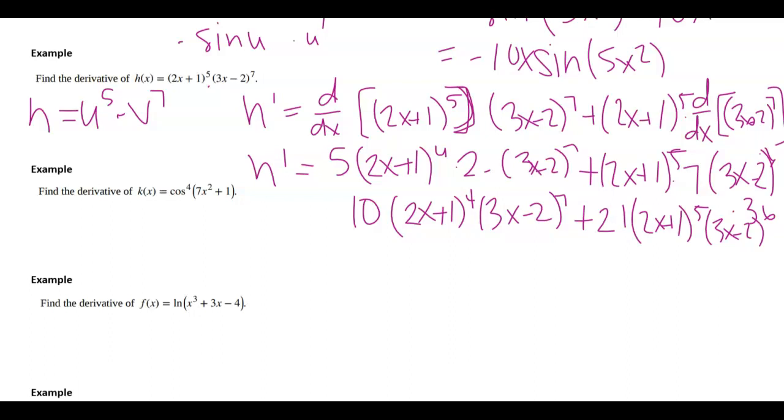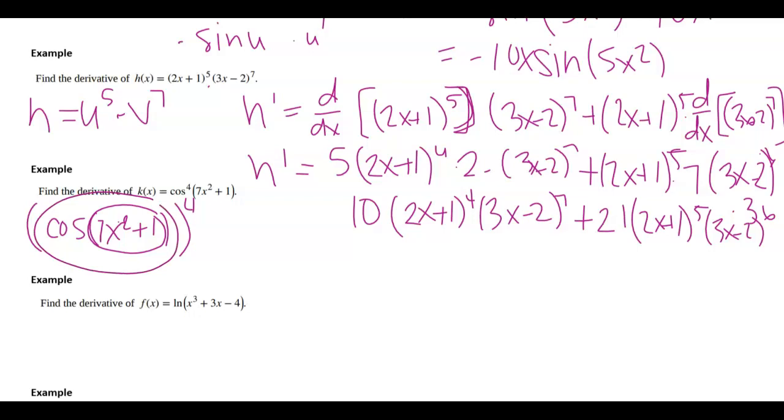All right, on our next example, I'm going to choose to rewrite this again with this 4 kind of on the outside so I can see all the pieces. So I have cosine of 7x squared plus 1, and then all of that is raised to the 4th power. So now I have multiple inside functions that I'm working with. So the first derivative, the most outside function, is what I'm going to look at first. So k prime is 4 cosine cubed, and I leave everything on the inside piece like that.